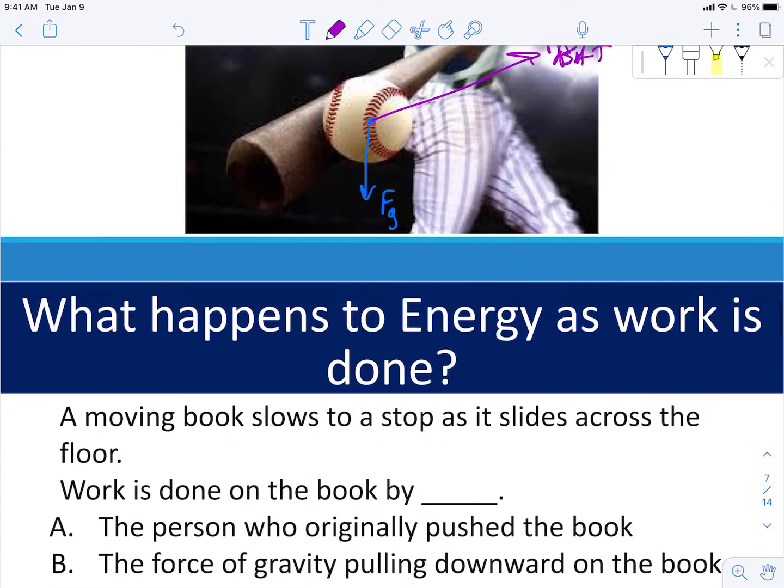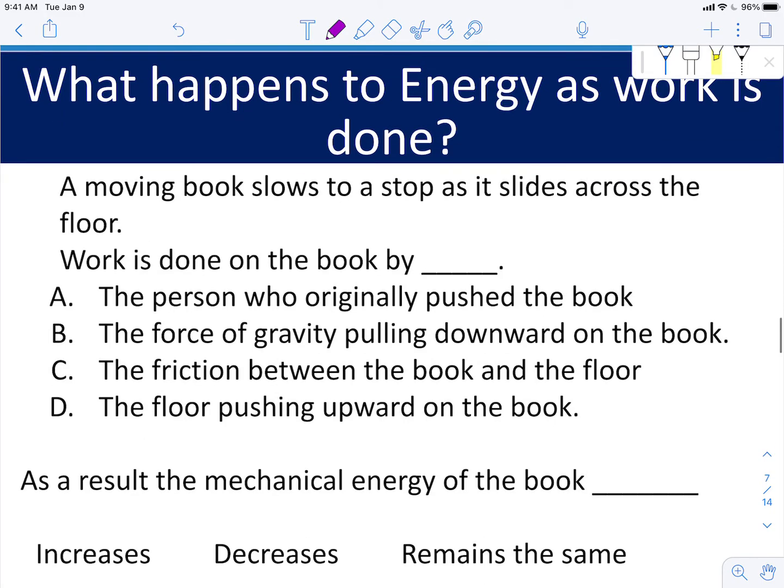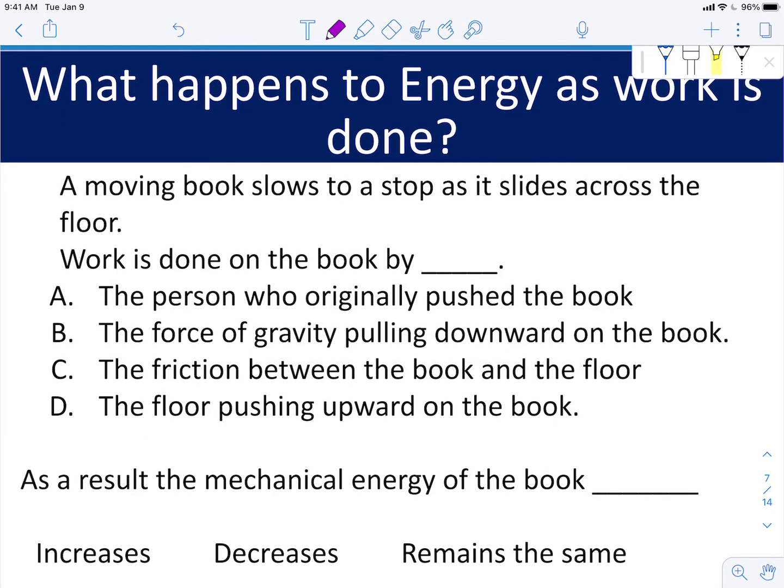All right, so why is that important? Well, it can help us answer some questions like this. So what happens to the energy as work is done, right? If we have a book that slows to a stop as it slides across the floor, work is being done on the book, but we have to identify what force is doing it.